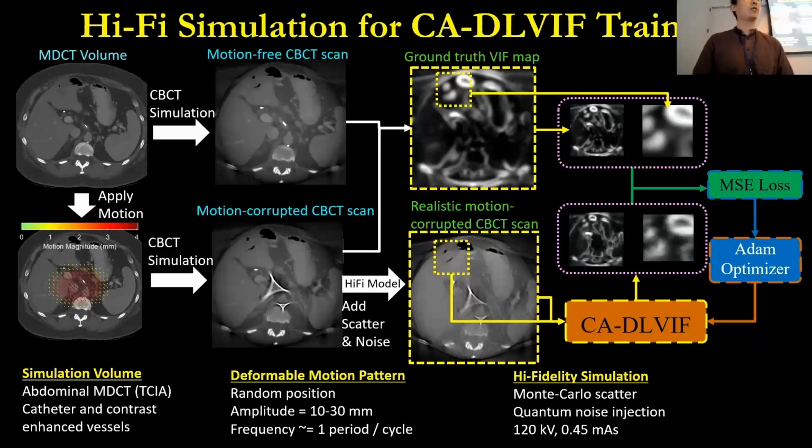During the training, a random RI is taken from this realistic motion-corrupted CBCT scan, together with the downsampled whole volume, into the network to generate a local and a global DLVF map. For the ground truth, we do the same to extract a local VNF map and downsample to extract the global VNF map. We use the MSE loss and Adam optimizer to train our network.